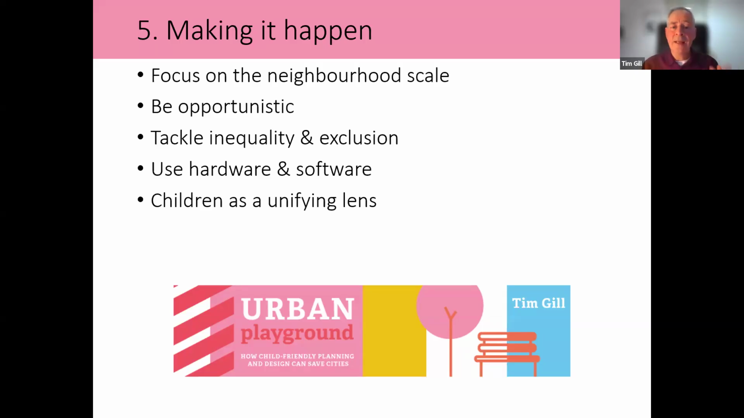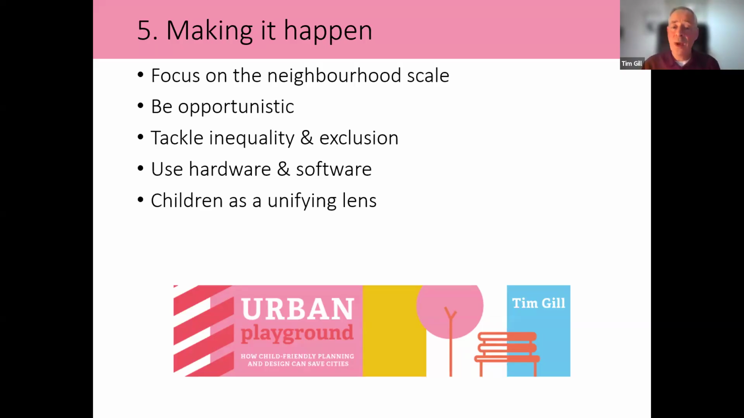Tackling inequality and exclusion is important, but also hard. It's hard everywhere, but it's particularly hard because one of the things that we know is that child-friendly, family-friendly places are attractive. So there is the risk that if you don't explicitly tackle inequality, geographical, spatial inequality, it is the sharp-elbowed middle classes who will get behind this idea the most strongly.